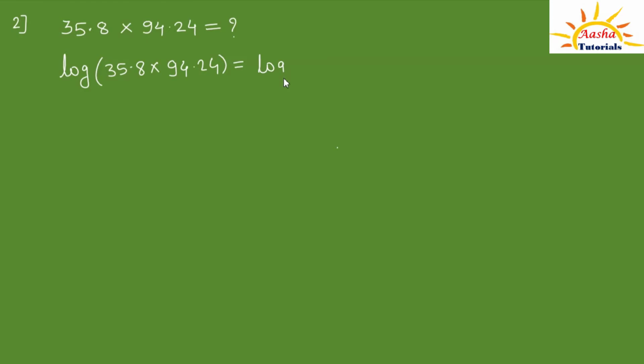Now let's take one more problem so that we understand it in a better way. So let us take the second problem. Suppose we want to find the answer of 35.8 into 94.24. This we want to find out by using the log table. Again here there is a product. So if I take the log of 35.8 into 94.24, as per the product rule we have to add the log of 35.8 plus the log of 94.24.